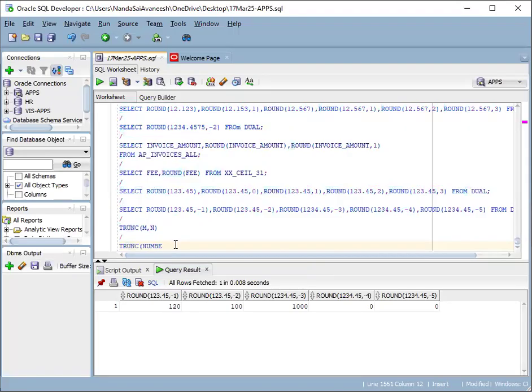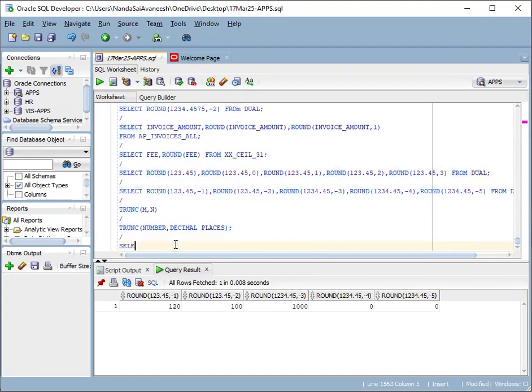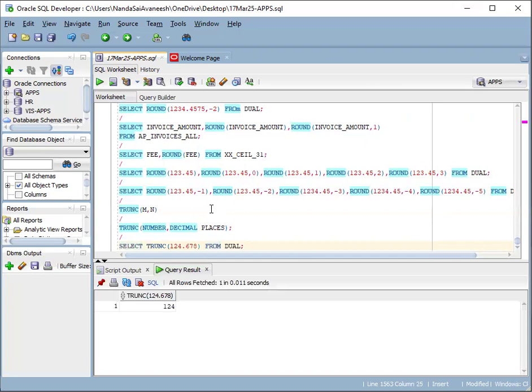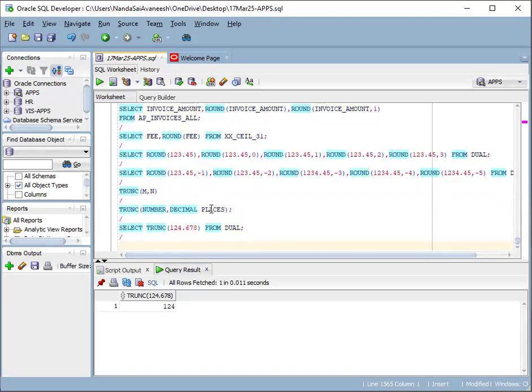TRUNC of number comma decimal places. How many places do we need? Select TRUNC of 124.678 from DUAL. Okay, so select TRUNC of 124.678 from DUAL. What will it give? It is giving only the precision value. The decimal value is completely removed.